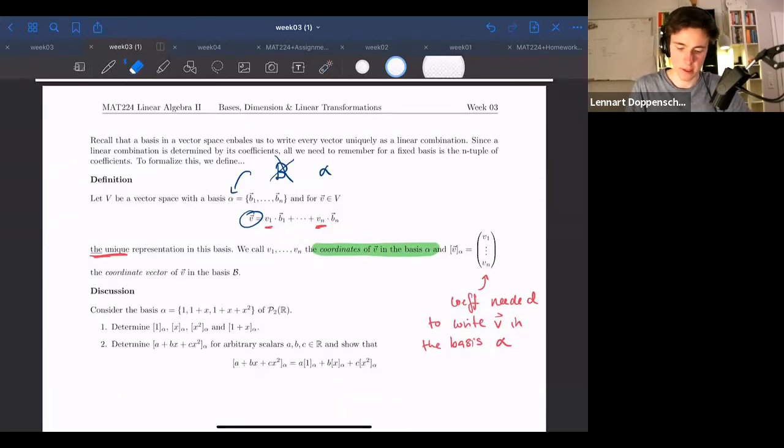It makes sense because the basis gives us something to relate our vectors to. So say you want to exchange information about a vector with a friend of yours, and you both have a basis, then all you need to send them is these coefficient numbers. And then your friend with the same basis elements, b1 to bn, can just build this combination with the coefficients and recover the vector. Any questions about this definition?